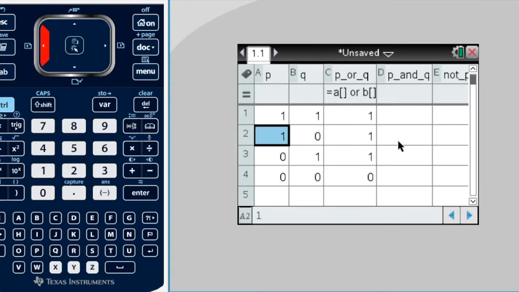Same with here, A is true. Same with here, B is true. Neither are true here, so that becomes a 0. So that corresponds to true, true, true, false.